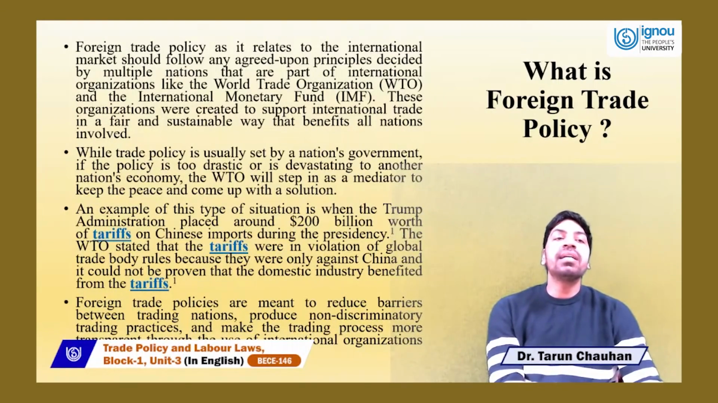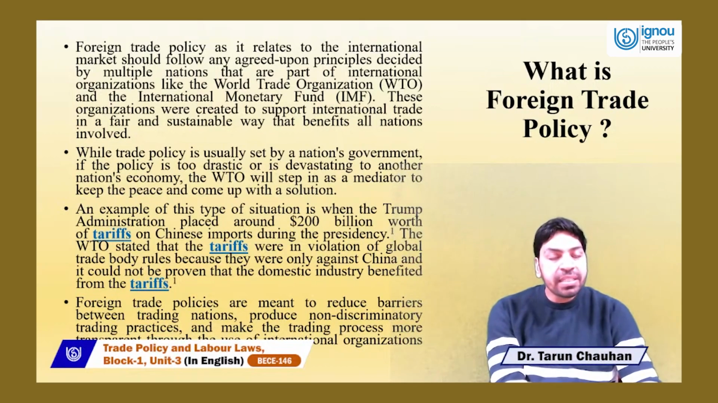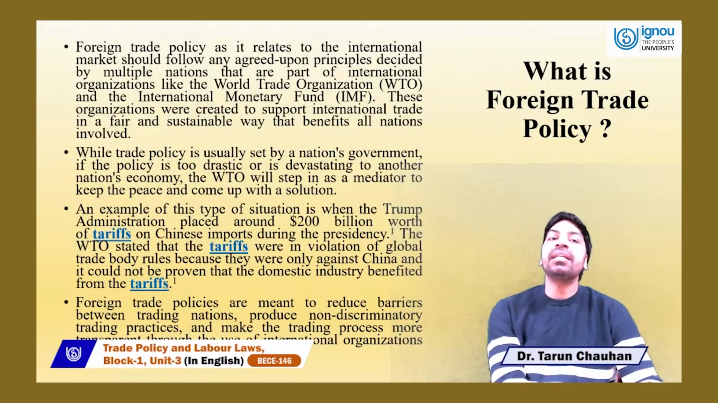Let's come to the next important concept, the foreign trade policy. The foreign trade policy reflects the international market where two countries come together to engage in a formal agreement, usually as part of international organizations such as the WTO, the World Trade Organization, and the International Monetary Fund. The international market has to agree to and follow principles decided by multiple nations. These organizations were created to support international trade so that it flows in a fair and sustainable manner, benefiting all member nations.